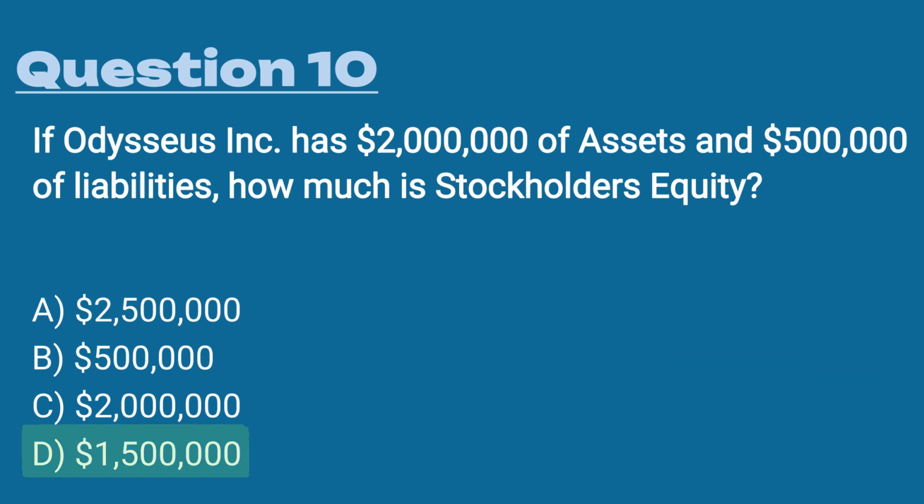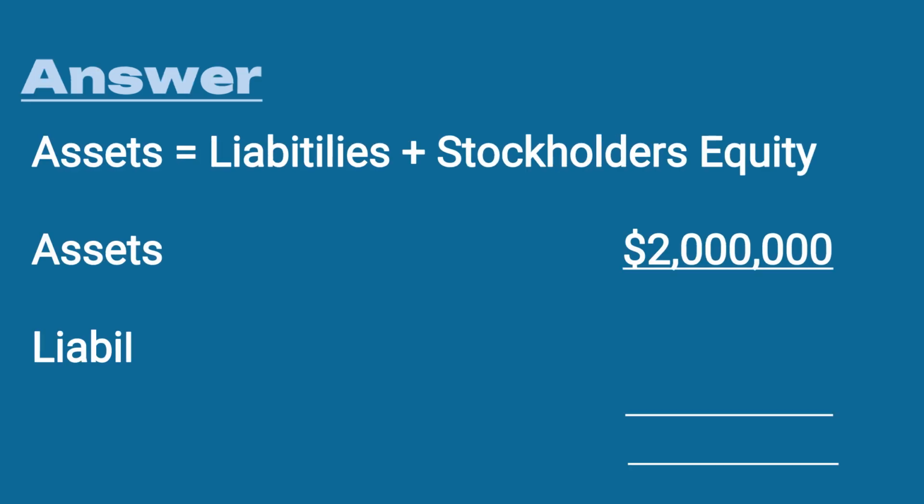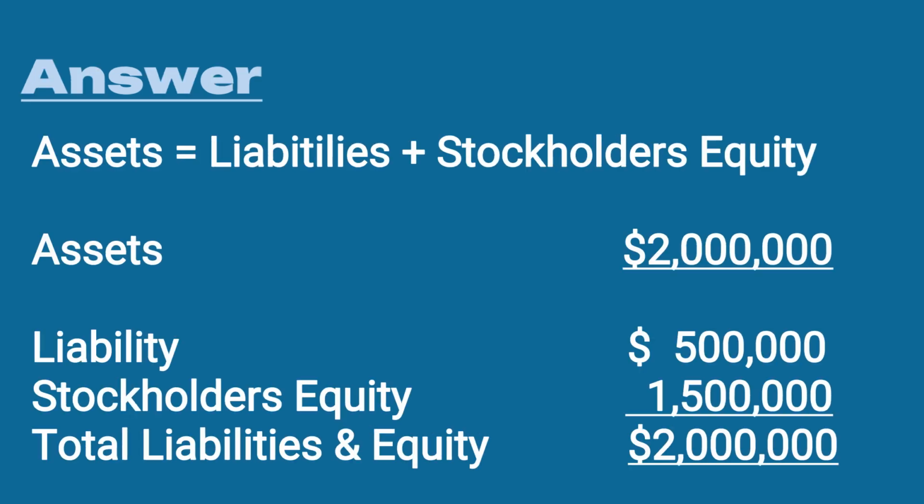The answer is D, $1.5 million. Now, our equation for a balance sheet is assets equals liabilities plus stockholders' equity. So if we know what our assets are of $2 million and our liabilities are of $500,000, we know the $2 million less the $500,000 is going to get me $1.5 million of stockholders' equity. And when I add the liability plus the stockholders' equity together, I get $2 million, which balances with my $2 million of assets.